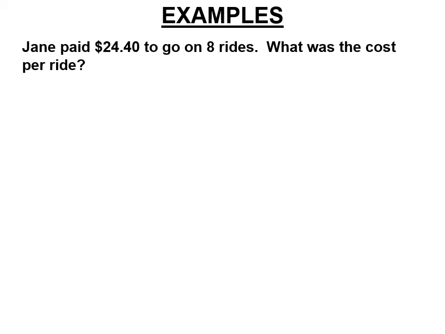Jane paid $24.40 to go on 8 rides. What was the cost per ride? So it's $24.40 divided by 8. 8 doesn't go into 2, but it goes into 24 3 times. The 3 goes right above the 4. Oh, and there's a reason this one's here.